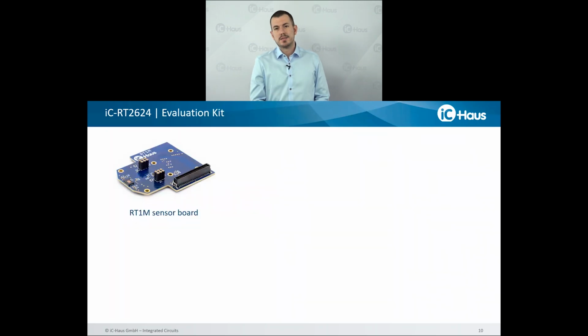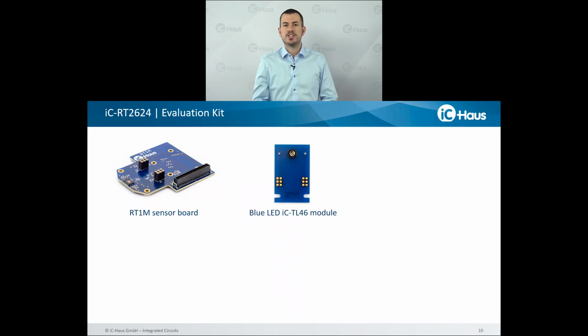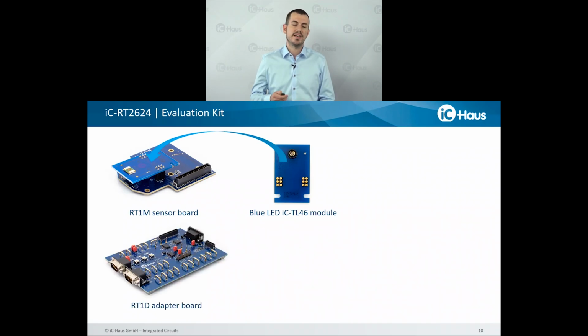All right, time to come close to a practical demonstration. So we have evaluation kits available for this device. There is a T-shaped sensor board, and at the edge here you can see the 5x7mm sensor package. The evaluation kit also comes with an LED module. It's a blue LED iC-TL46, 460 nanometer peak wavelength. You just put it on top of the sensor board, and beneath the LED and the sensor board, there is the code disk rotating then.